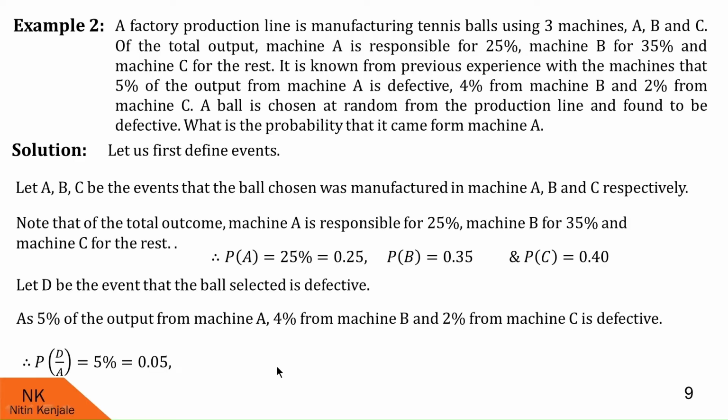Similarly, probability of D by B, that is probability that the ball selected is defective, given that it is output of machine B, is 4%, that is 0.04. And similarly, probability of D by C will be 2%, that is 0.02. Let us carry forward all these probabilities.